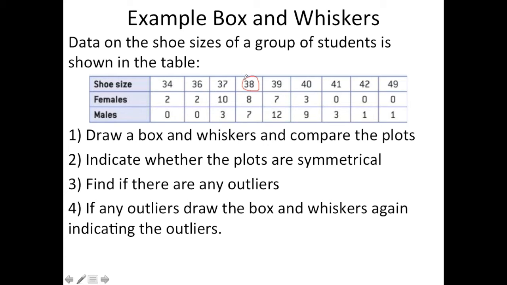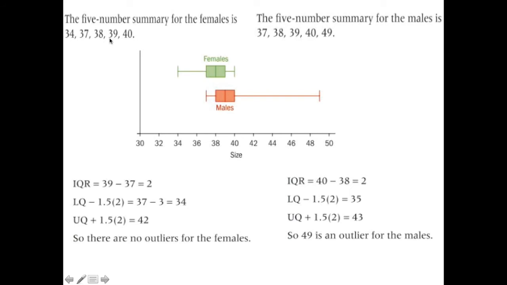And same with the Q3. The Q3, remember that it's 3/4 times n plus 1. So we would have to do 33 times 3/4, and that gives me 24.75. So that means I have to take position 24 and position 25. So you have 2 plus 2, 4 plus 10, 14, plus 8, 22, plus 7, 29. So that means that here at the 39, it's where my position 24 and 25 is. So in this case, 39 would be my Q3 for the females. Okay, that's how we get 34, 37, 38, 39, and 40. Same thing would have to be done for the males.